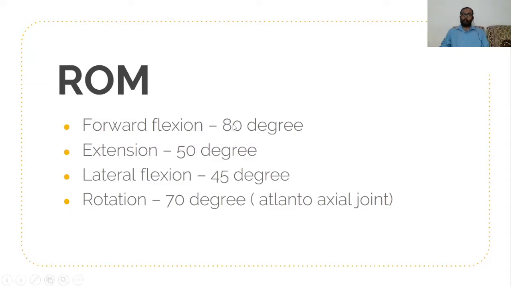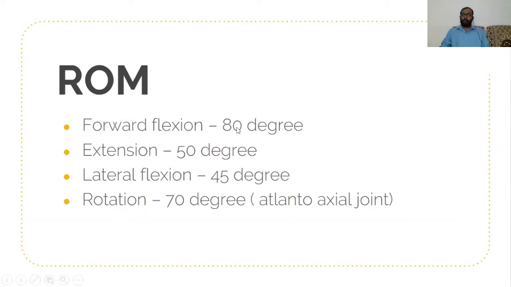Regarding range of motion of the cervical spine, normal forward flexion is 80 degree. That is, the patient's chin should touch the sternoclavicular joint in complete flexion like this. Normal is 80 degree. Out of this flexion, nearly half of forward flexion occurs in the atlanto-occipital and atlanto-axial joints.